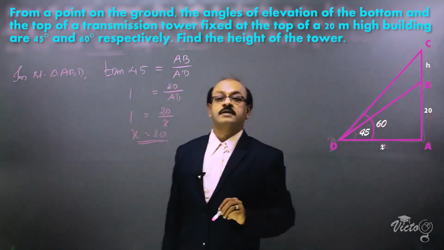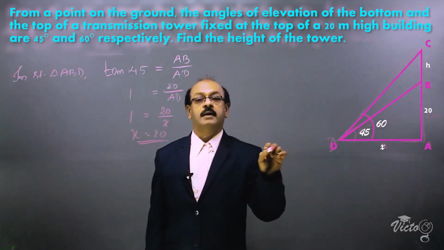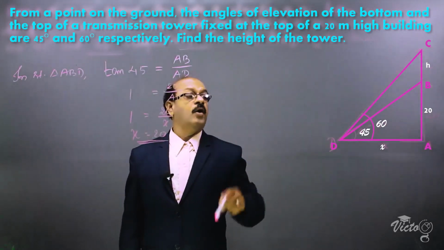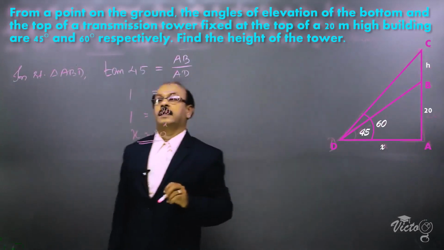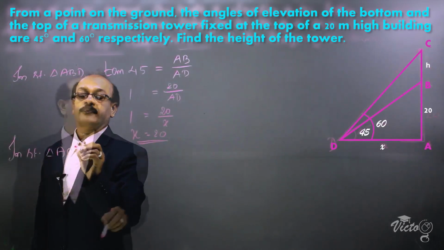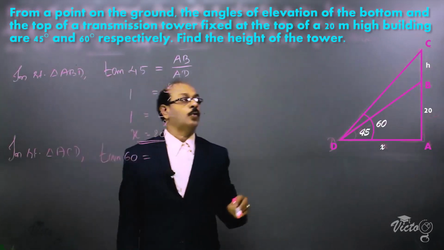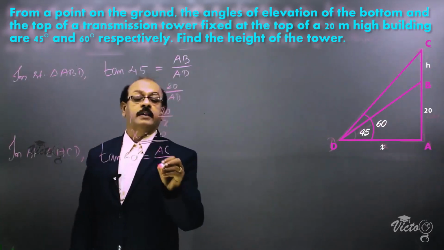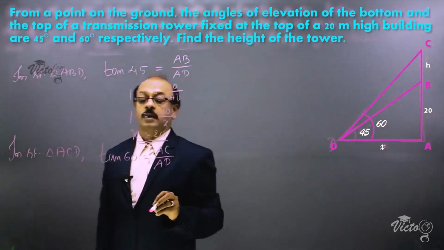Now, take the angle 60 degrees. AC is the opposite side of the angle 60 degrees and AD is the adjacent side. Again, we have to take tan 60 in right triangle ACD. Tan 60 is equal to opposite side AC divided by adjacent side AD. Remember the value of tan 60, it is root 3.